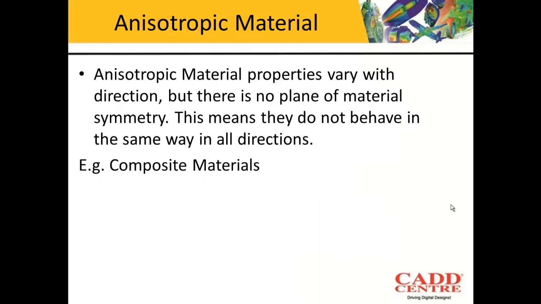Next, anisotropic material. Anisotropic materials are those whose properties vary with direction, but there is no plane of symmetry here. That means the material properties do not behave similarly in all the directions. An example is composite materials. With this, we have finished discussing the basic introduction that is required for understanding CAE and FEA.